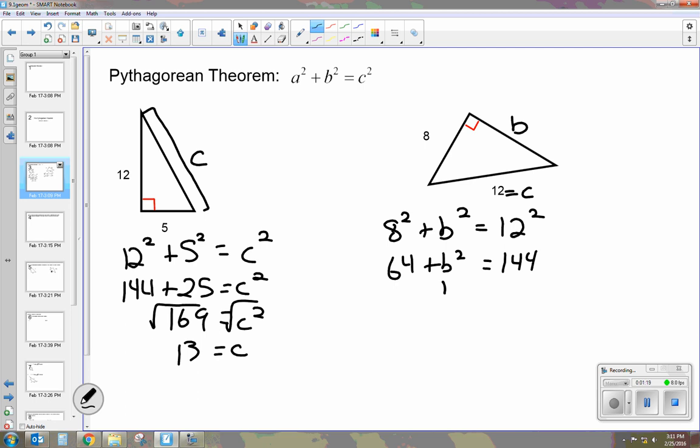8 squared is 64 plus b squared equals 144. We can subtract 64 from both sides. We have b squared equals 80. To solve for b, we take the square root of both sides. The square root of 80 is not a perfect square, so we're going to have to simplify it.